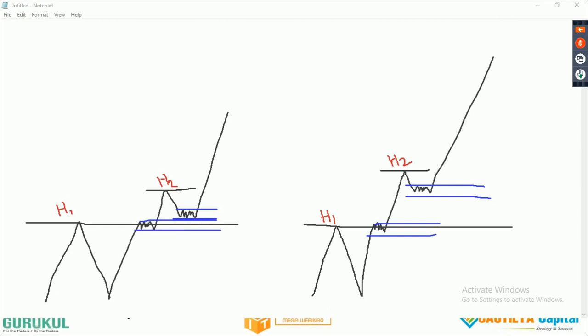Can you make out the difference, friends? The first one is an LOL scenario. The second one is a good scenario. Is everyone clear?